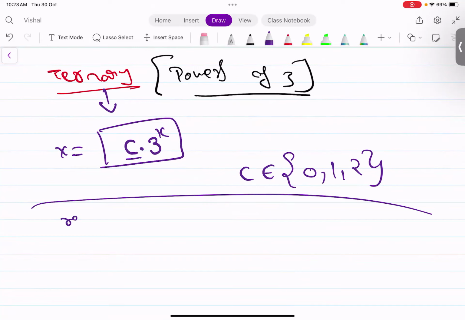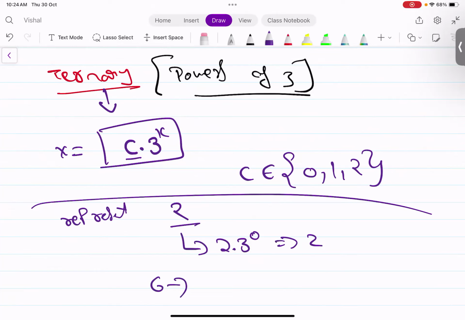If I want to represent, let's say, number 2 guys. Yes, if I want to represent number 2, how can I represent this? I can simply say 2 into 3 power 0 will actually be 2. Is that right? Yes. If I have to represent 6, how will I represent 6? I can represent 6 like 2 into 3 power 1, which will be equal to 6. Is that right? Now can I represent 10 also?